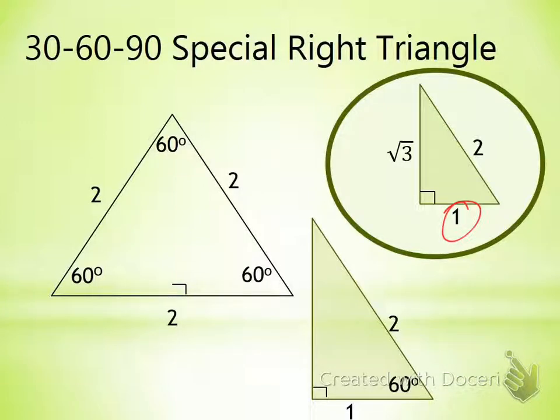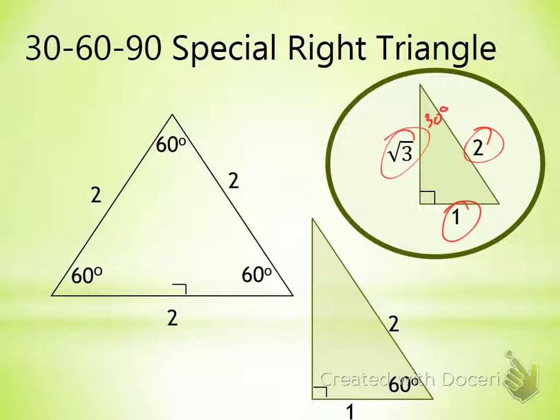Where is the short leg always located? It's always located across from a 30-degree angle. Okay? So anyway, back to the relationship. All I do is I take the short leg and I multiply by 2 to get the hypotenuse and multiply by radical 3 to get the long leg.